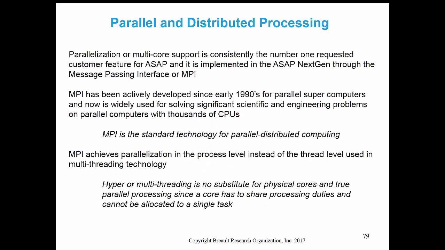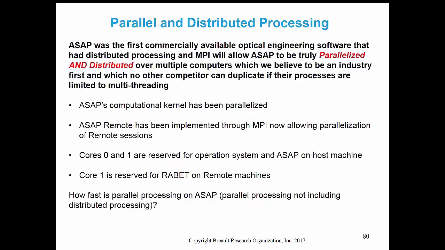Parallel processing in ASAP is implemented through the Message Passing Interface, or MPI. MPI has been around for decades and used on parallel supercomputers for solving significant scientific and engineering problems using computers with literally thousands of available CPUs. MPI achieves this through the process level, which is very efficient, given ASAP's kernel architecture. ASAP is now truly parallelized and distributed over multiple computers, which we believe to be an industry first and which no other competitor can duplicate if their processes are limited to multi-threading.